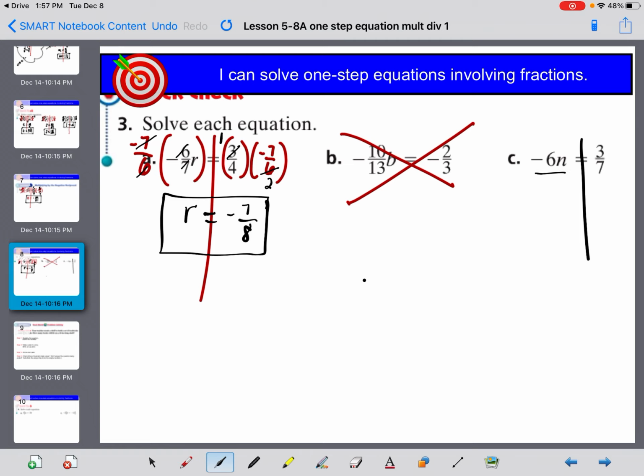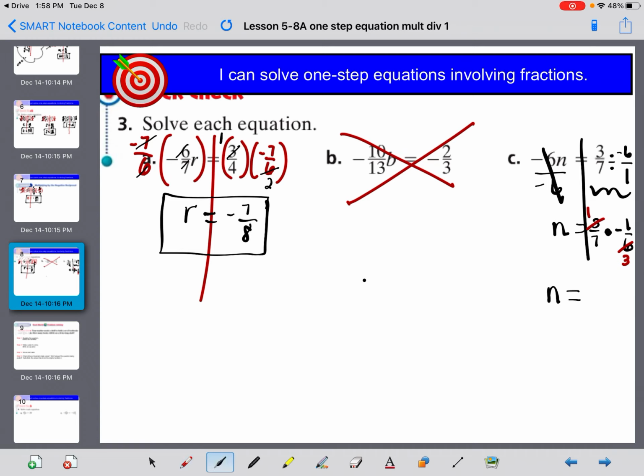All right, n is being multiplied by negative 6. So you need to divide by negative 6. So we're going to divide by negative 6/1. What I have is a division problem. N equals, so what I need to do is 3/7 multiplied by the reciprocal. When I'm multiplying by the reciprocal, 3 and 6 have a common factor of 3.